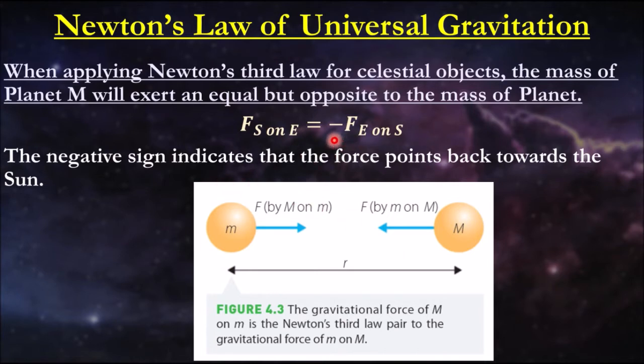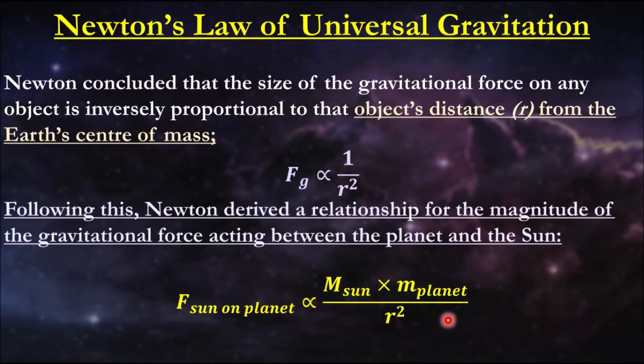You can see this negative sign here. That's just to represent that it's going in the opposite direction of the first object that we were analyzing. So that's his quick interpretation of the gravitational attraction. What we can now look at is what factors come into play when we're talking about gravitational force. Newton concluded that the size of the gravitational force on any object is inversely proportional to the object's distance from the center of mass, squared.